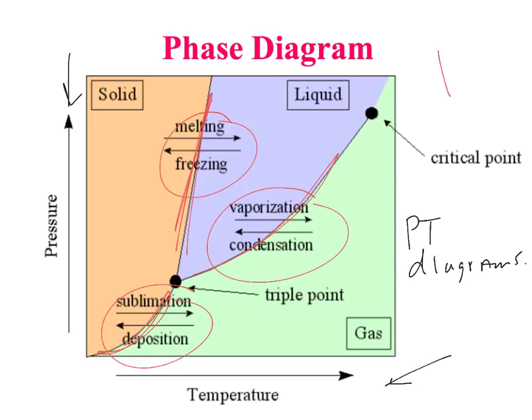The graphs almost all look like a Y, and where they meet in the middle, where all 3 lines meet, that is the triple point, and that is the point where all 3 phases exist in equilibrium. It's usually at low pressures and low temperatures. Then we have something called the critical point.